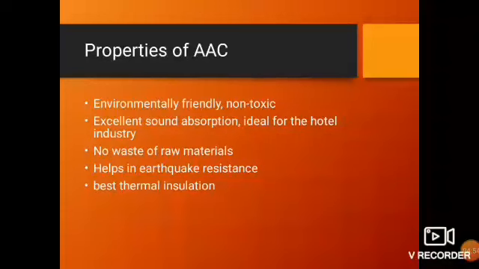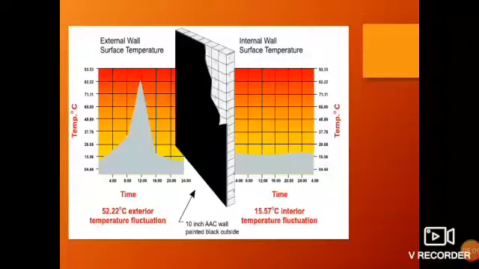Environmentally friendly and non-toxic. Excellent sound absorption, ideal for hotel industry. No waste of raw materials, helps in earthquake resistance. Best thermal insulation. In this slide we can see the graph of temperature versus time.